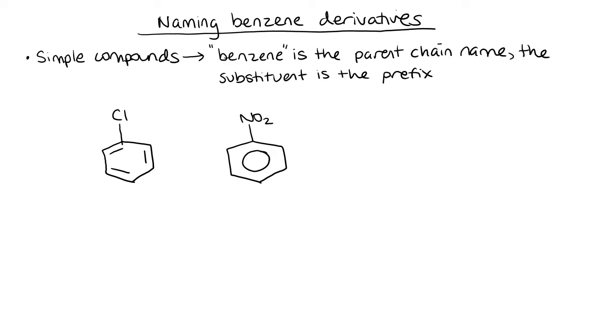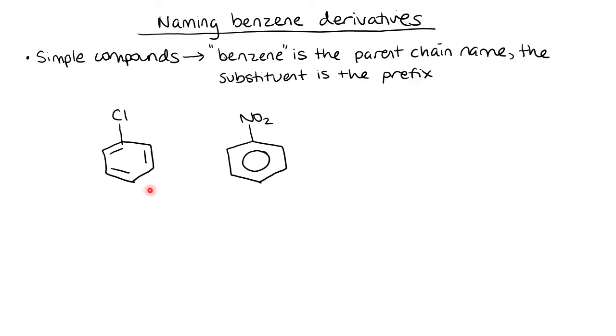Simple compounds are benzene derivatives that contain one substituent. Now, in naming these simple compounds, benzene is going to act as the parent chain name, similar to using the longest chain name such as hexane in an alkane. The substituent is going to act as the prefix in the name.